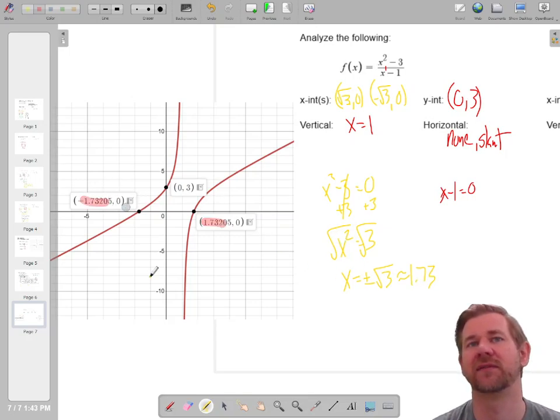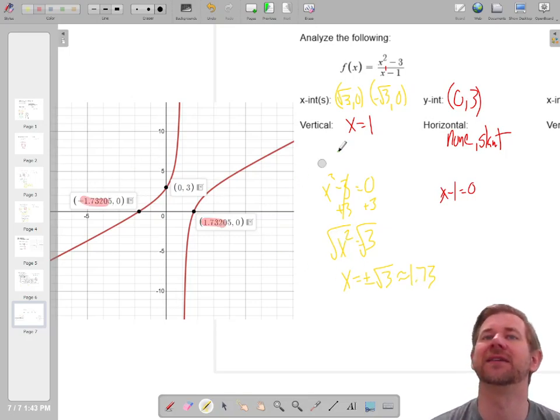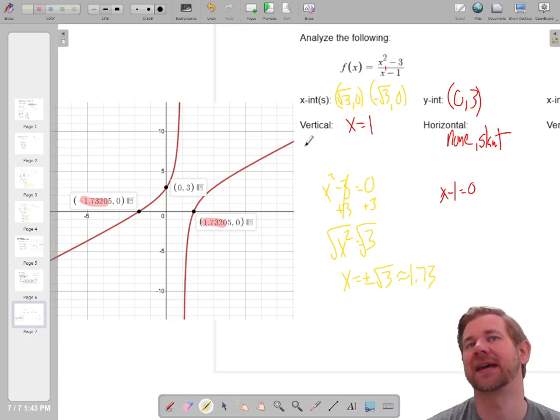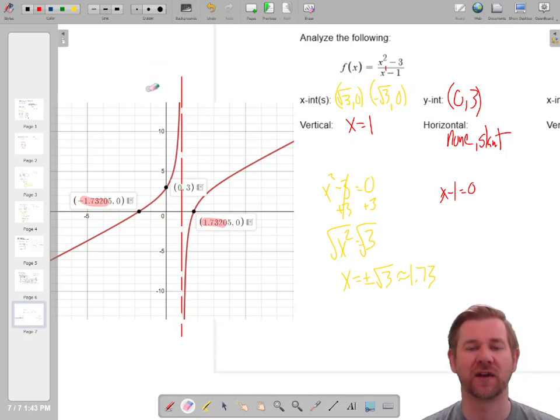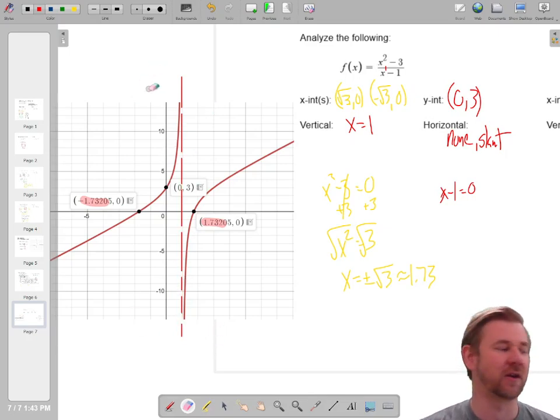Look, I nailed it. 1.73, 1.73. And then there is no horizontal asymptote. It's a slant asymptote, but there is a vertical asymptote right there at x equals 1. So all of the things that I said should be there are, and you should verify it in the graph to make sure that they are.